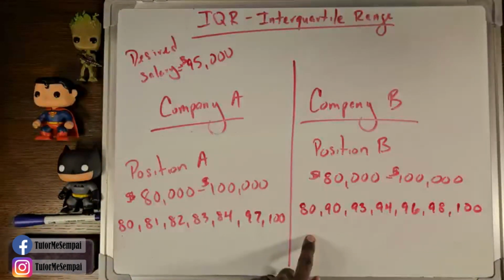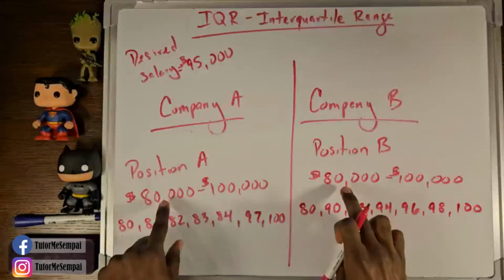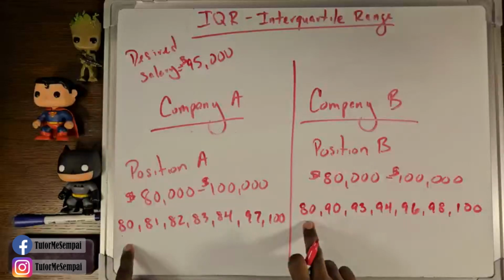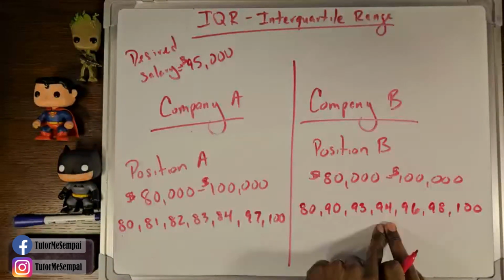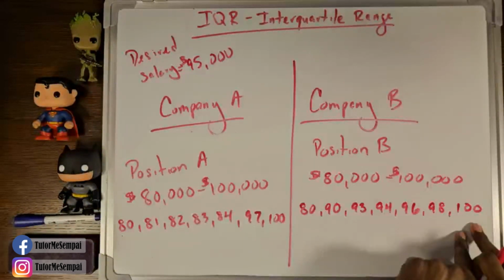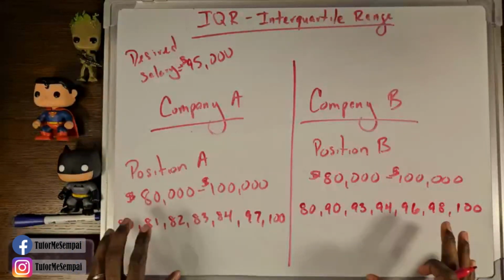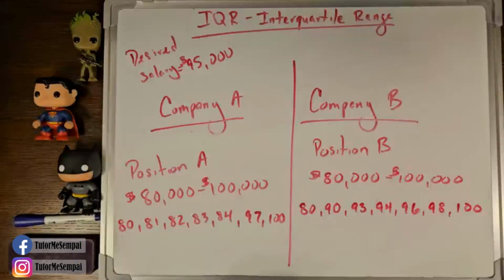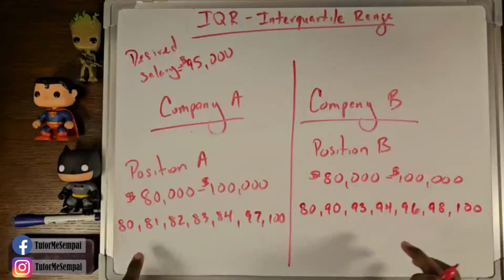Company B looks a little different. You have 80,000. Once again, we're starting at the same place. Remember, it had the same exact range. So 80,000, 90,000, 93,000, 94, 96, 98, 98,000, and 100,000. So it's a little bit different. So you see, you can have different looking data and have the same range. That's also another shortcoming. Your data can look very, very different and your range won't tell you anything about that.